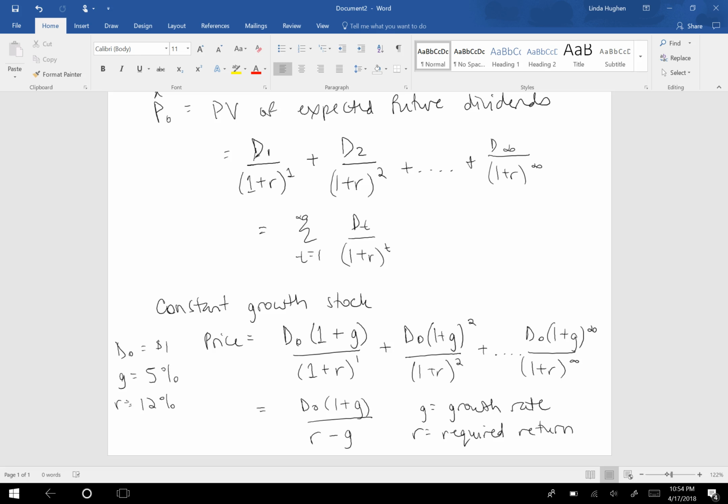So we would start, if we're using this model here, this equation for a constant growth stock, what we would do is say our D0 of $1, multiply that by 1 plus the growth rate, 1.05. Clearly our next dividend is going to be $1.05. Divide that by R minus G, 0.12 minus 0.05. So if we take 1.05 and divide it by 0.07, we get the stock's price of $15 per share. In the next video, I'm going to work out this model for a non-constant growth stock.